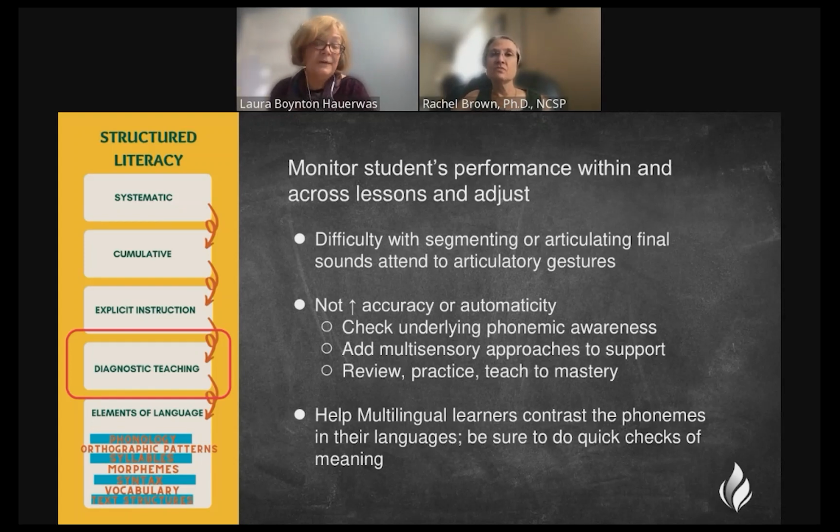One of the next components, right, of structured literacy is diagnostic teaching. What we're talking about here is using formative assessment to monitor student performance within and across lessons to make those individual adjustments that might be necessary. So we might have a student we see that's really struggling with segmenting or articulating that final sound within a word. And we might want to add some instruction that really attends to the articulatory gestures, how the sounds are made in our mouths.